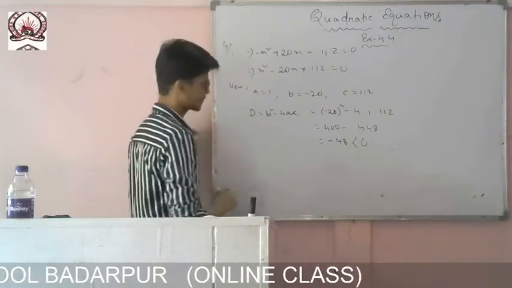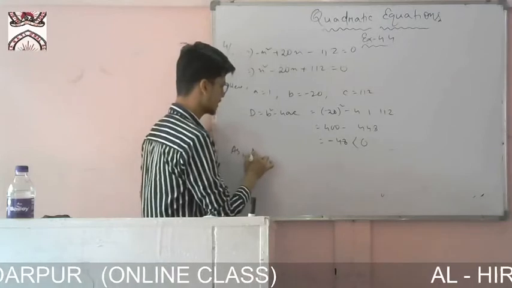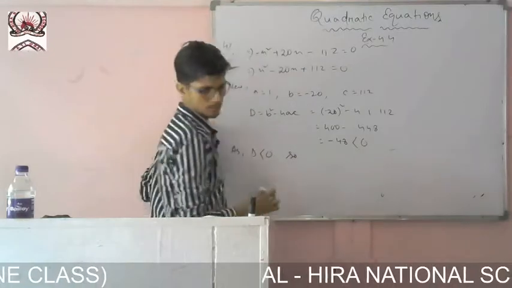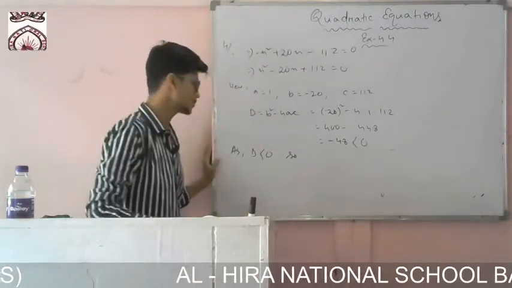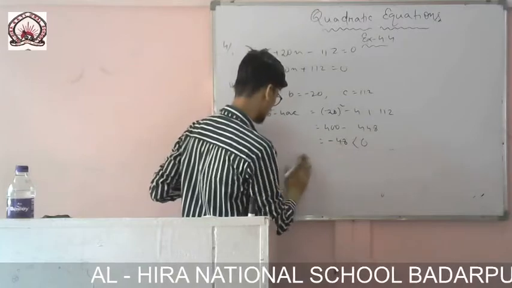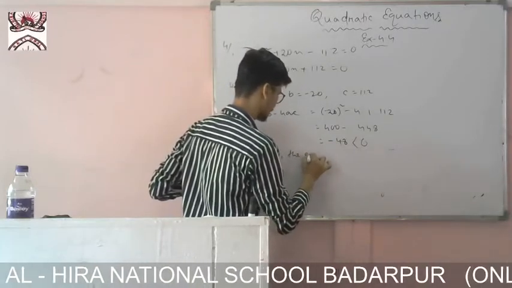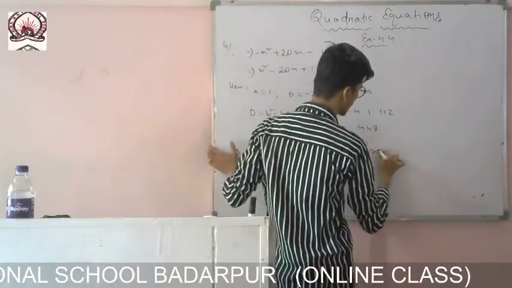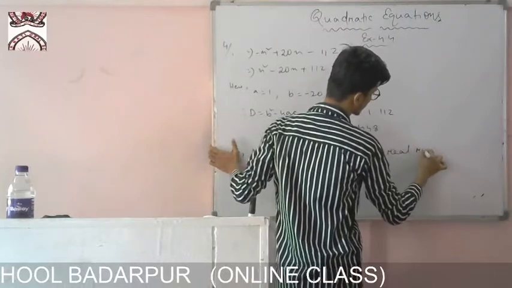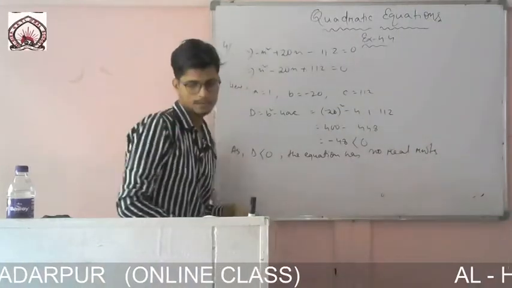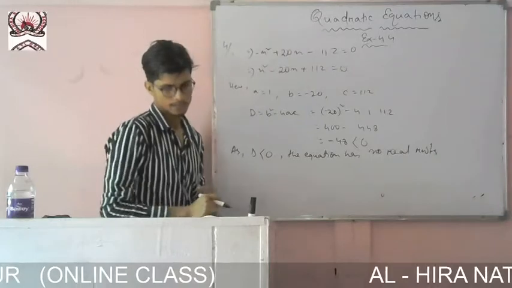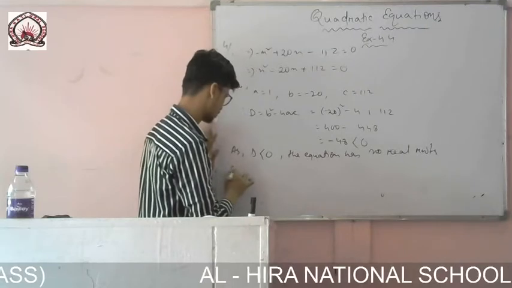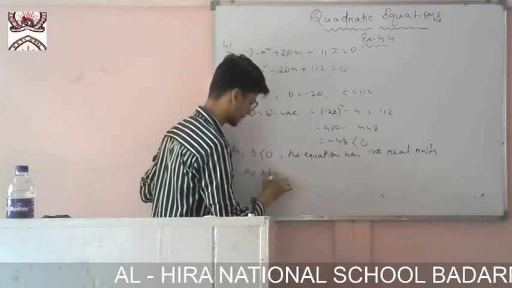So as d is smaller than 0, the equation which I had given earlier has no real roots, so that means the situation is not possible. Question is given, is it possible? So you write no, the situation is not possible.